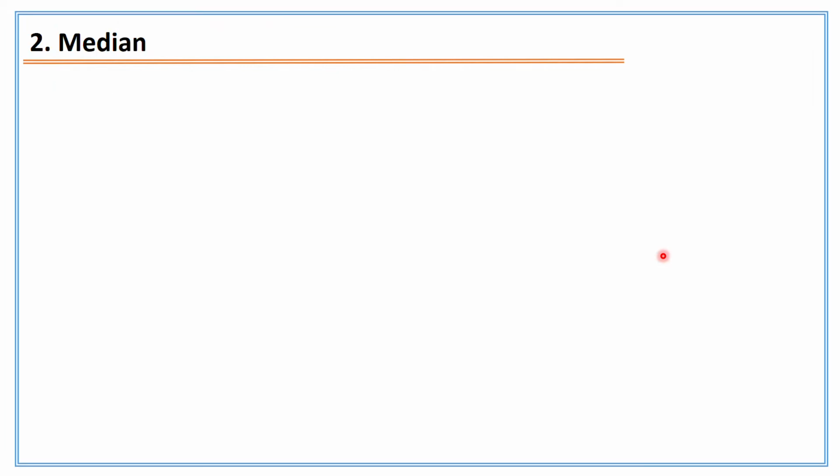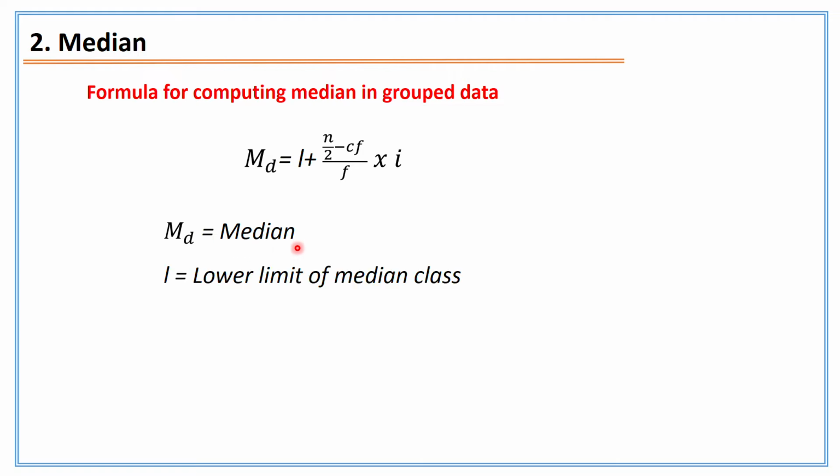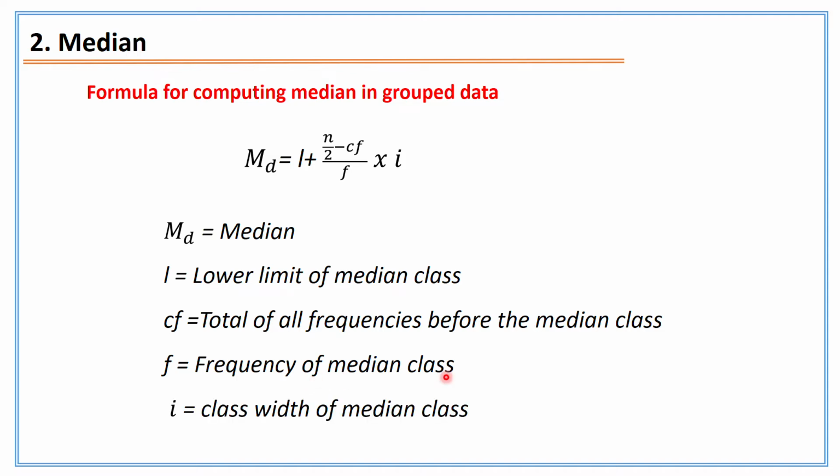Now we will move to the median. The formula for calculating median is MD equals L plus (n by 2 minus CF) upon f, into i. MD is the median, L is the lower limit of the median class, CF is the total of all frequencies before the median class, which you will understand once I share the example with you. Small f is the frequency of the median class and i is the class width of the median class. Now one by one we will see.